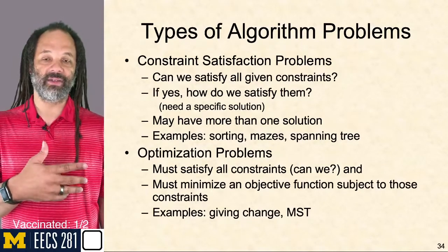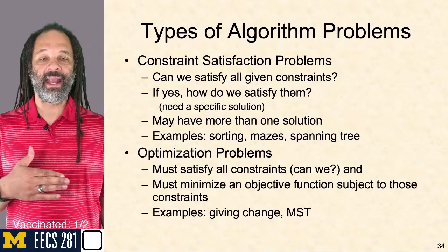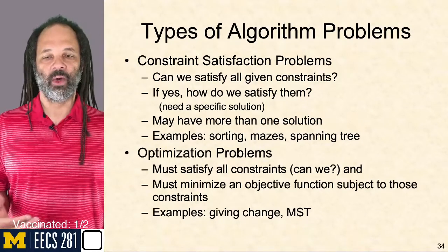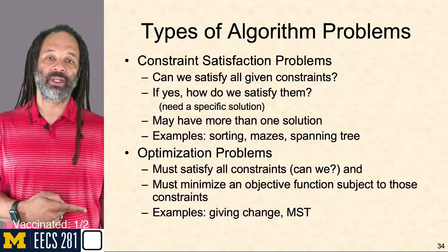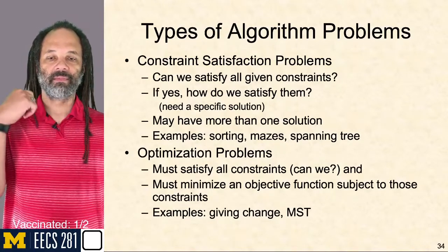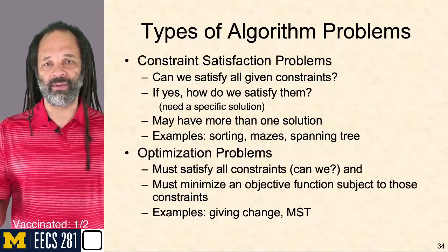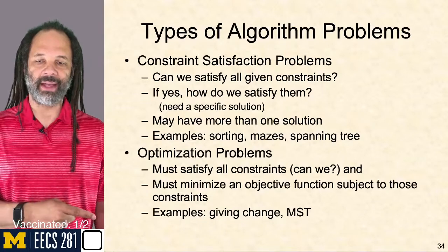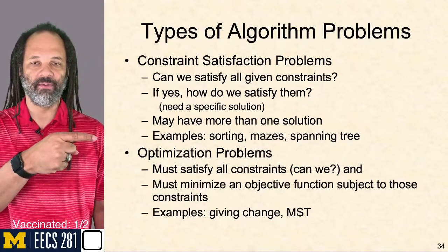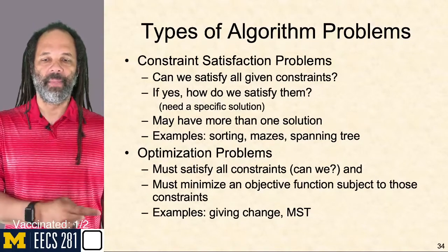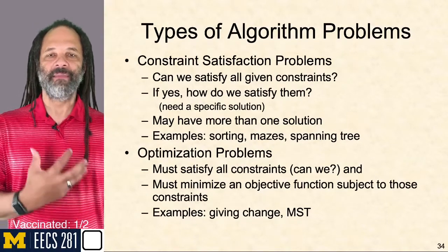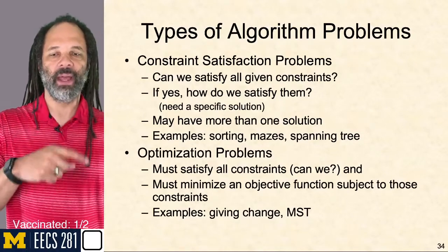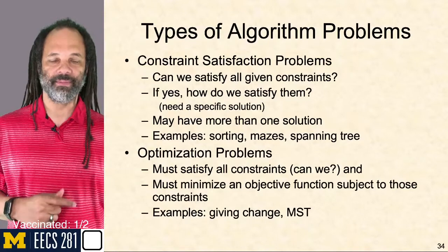Now, if I wanted to optimize those things, I have to first satisfy all the constraints. If I can satisfy the constraints, then I'm trying to minimize some objective function that says, how do I add up these things? So some examples are, of course, giving change. We just talked about that. That's an optimization because there's many ways I can give you change, but the one that people appreciate the most is the one with the least amount of change. An MST, which is a spanning tree from our constraint satisfaction problem, but one that's the least weight. That minimization step, the M of the MST, takes that from a constraint satisfaction problem and pushes it to an optimization problem.